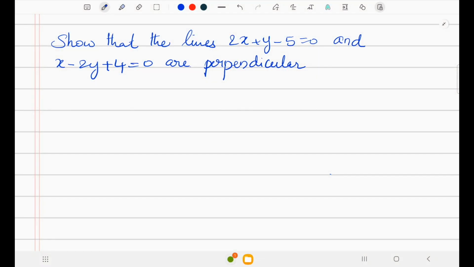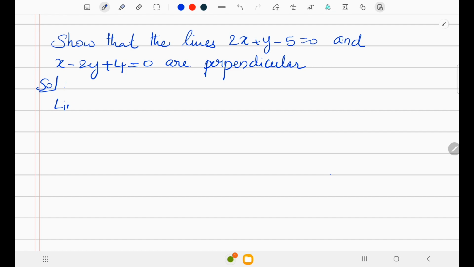Show that the lines 2x plus y minus 5 equal to 0 and x minus 2y plus 4 equal to 0 are perpendicular to each other. We need to show that two lines are perpendicular. So, solution.